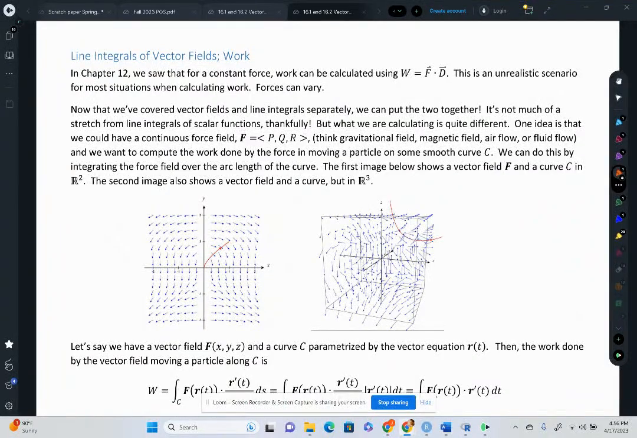Welcome to part 3 of 16.2. So we're just going to finally complete this section. We're going to cover line integrals of vector fields, also known as work, today.